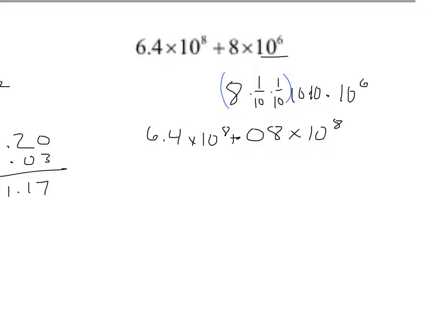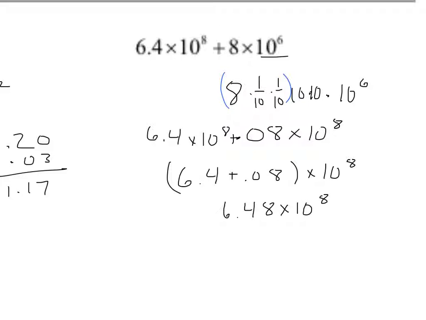And again, we can think about this in factored form. This is like 6.4 plus 0.08 times 10 to the 8th. So that's going to give me 6.48 times 10 to the 8th power. Yes, sir.